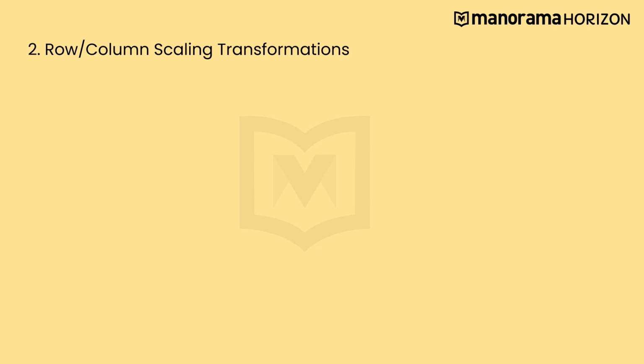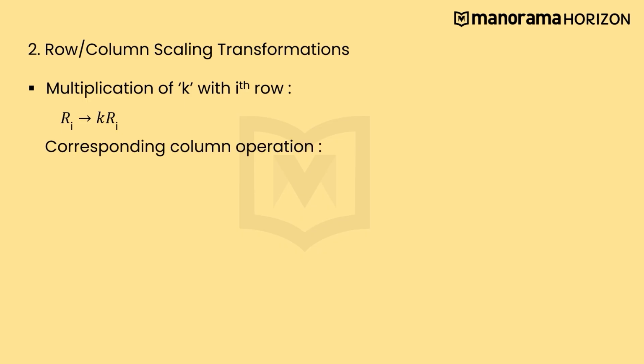Second one, that is row or column scaling transformation. In this kind of transformation, the main purpose is to scale a row or column in which a non-zero number k is multiplied with the elements of the ith row and is given by Ri becomes k times Ri, and the corresponding column operation is given by Ci becomes k times Ci.